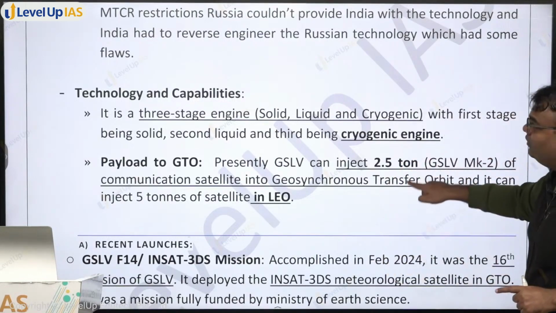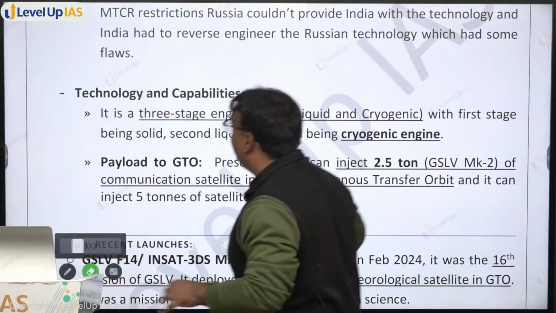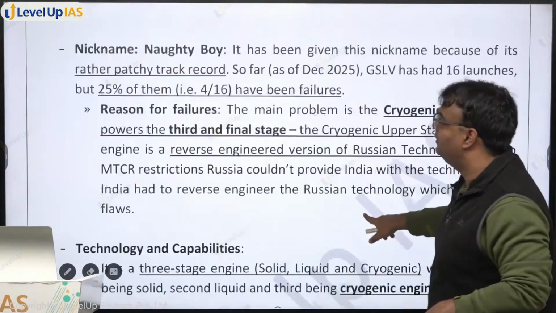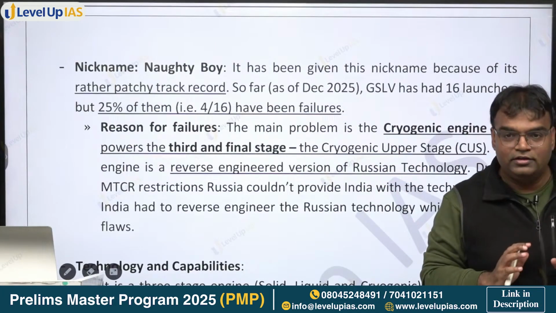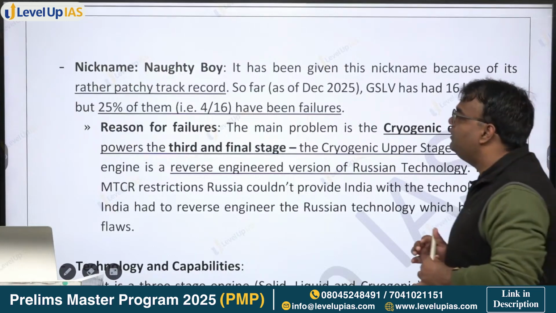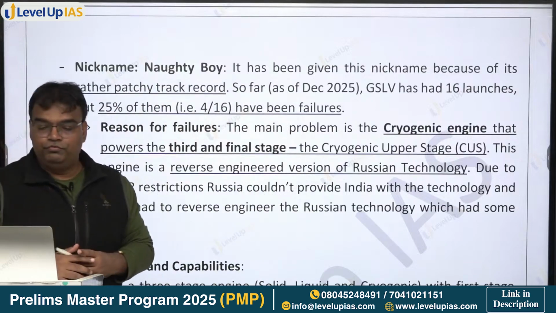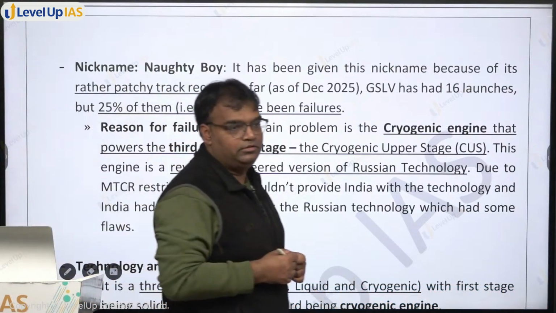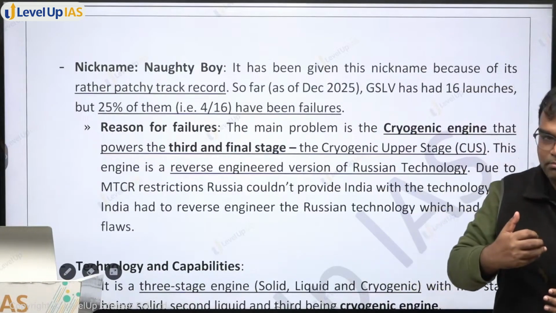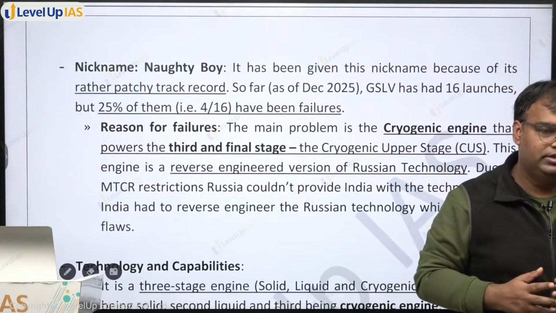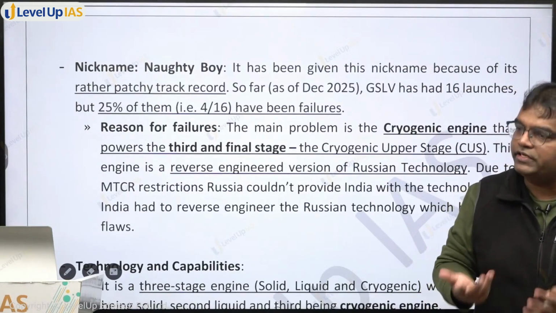Now let's come back to GSLV being the naughty boy. Why is GSLV referred to as the naughty boy? It is referred to as the naughty boy because 25% of its launches have failed. Why has it failed? Primarily because of the third stage, the cryogenic engine. Initially we got the cryogenic engine from Russia, but Russia did not give us the technology. We developed our own cryogenic engine by reverse engineering that engine, and there were some problems there, which have led to failures.